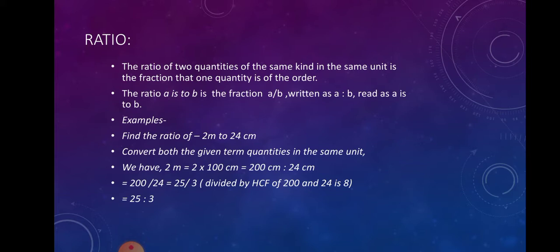Convert it into a fraction. To give it in the simplest form, we have to find the HCF of both numbers and divide by that HCF. So the HCF of 200 and 24 is 8. We cancel with 8, so it will come 25 by 3. So the ratio is 25 is to 3. Similarly, there are many questions given in the NCERT book where we have to find the ratio.